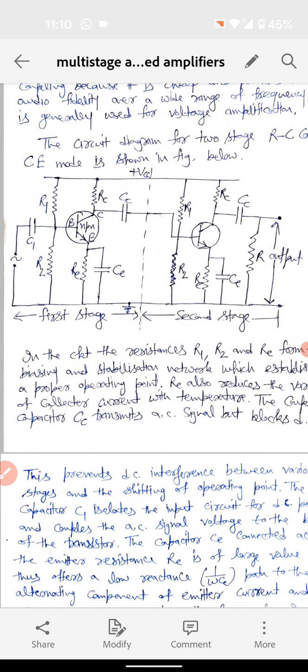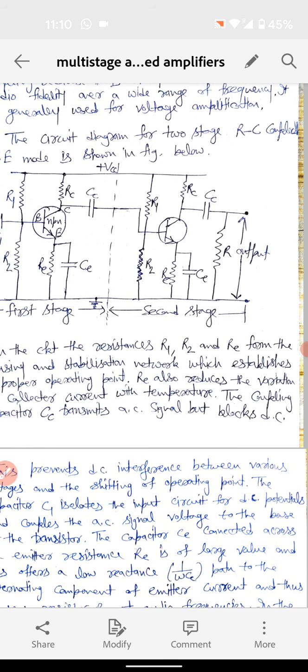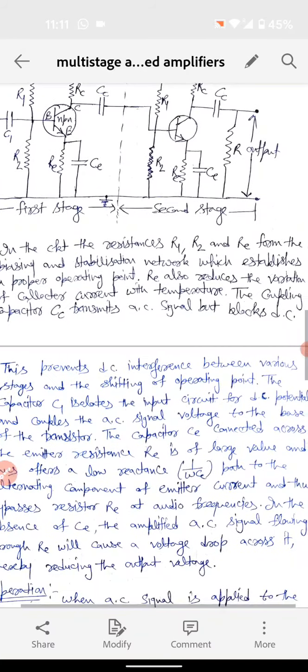This CC transmits AC signal and blocks DC, that we know. This is a coupling capacitor. We want only the AC signal to pass on and block the DC. This also prevents DC interference between the various stages and the shifting of the operating point. That is also the motive of this CC. Having a stable operating point in an amplifier circuit is very important, and because of that only we have used this configuration.